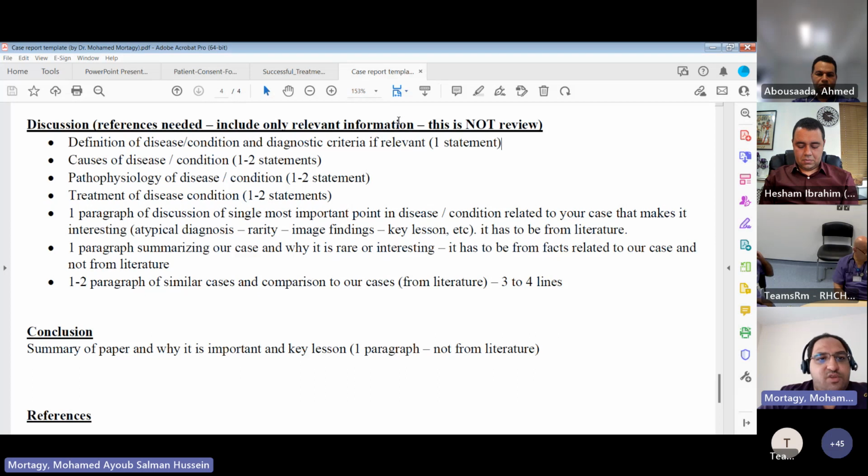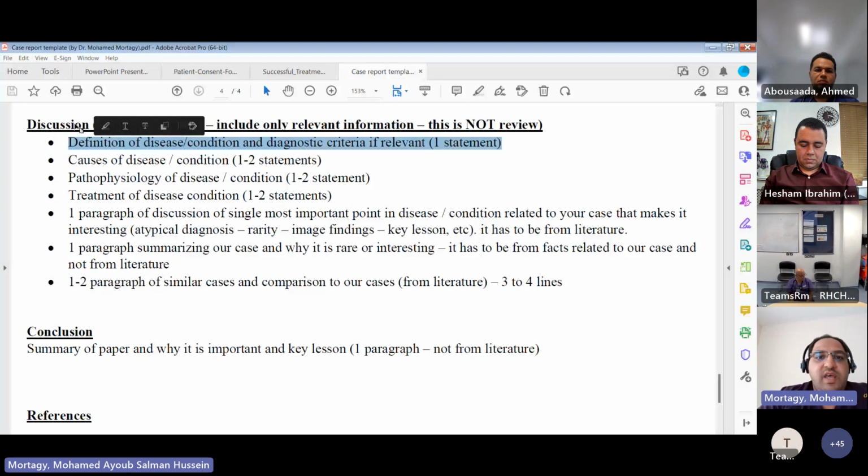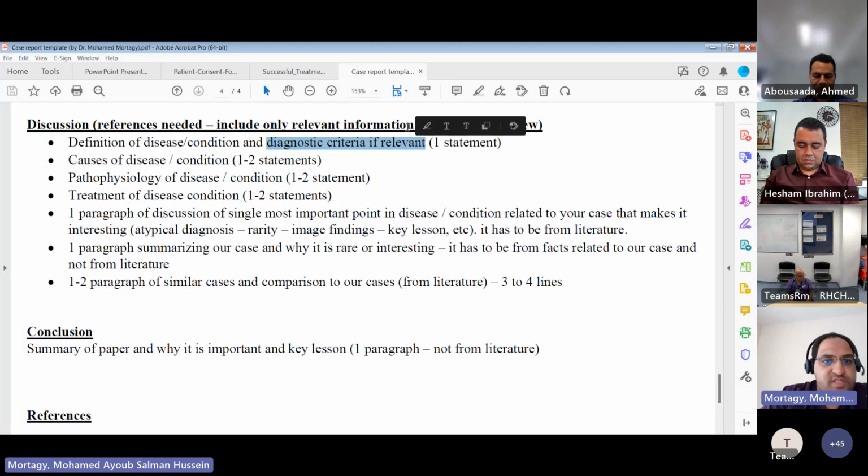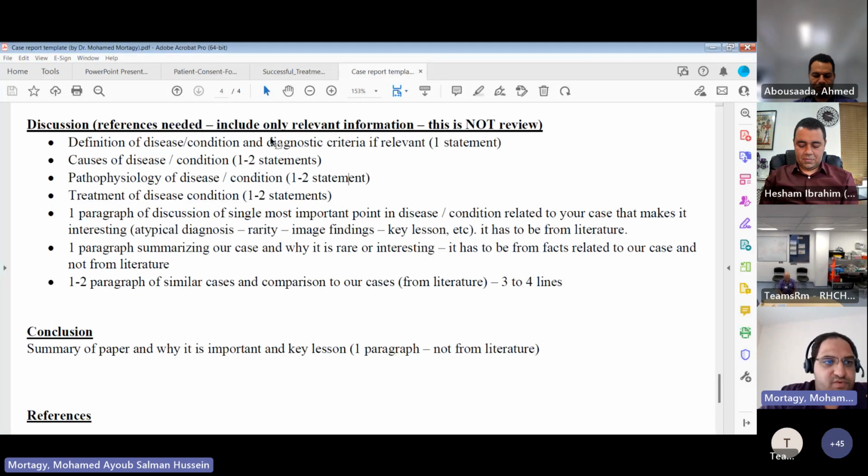Basically, you will do one statement of definition of the disease and condition. Let's say Graves is this and this and this, and Moyamoya is this and this and this. And then any diagnostic criteria that applies to your patient, if there is any, just one statement. And then one to two statements about the cause of the disease or the condition, what causes Moyamoya, what causes Graves, and how they might be related, and the pathophysiology, if there's any. This is all from the literature. I mean, you're not going to make it up. You have to get reference for everything.